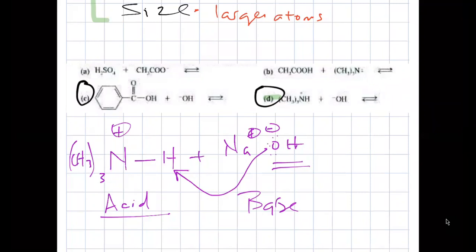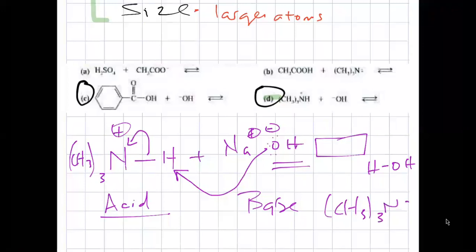So I'm going to give this pair of electrons back to nitrogen. On the other side of the arrow, did I write out? Yeah, I'm right. On the other side of the arrow, I'm gonna put a box here because we're gonna predict the equilibrium too. I'll have HOH and then (CH3)3N with a lone pair. Anybody not see that?